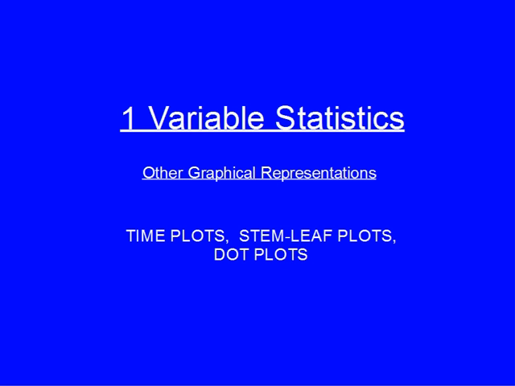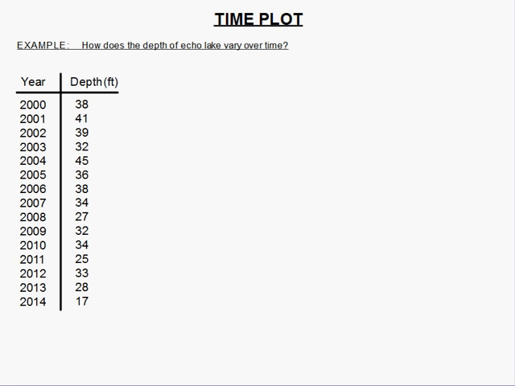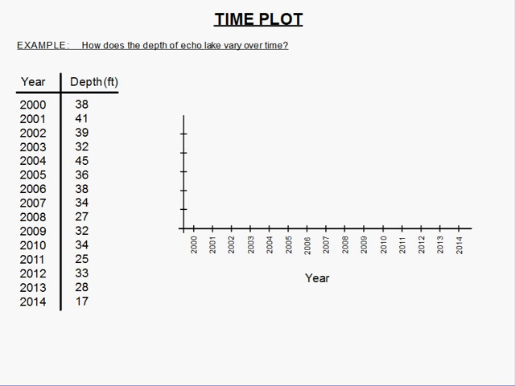But wait, there are still more graphical representations. Here we have the time plot. We have an example: how does the depth of Echo Lake vary over time? We have historic measures, maybe season average of depth in feet from 2000 to 2014. So year is our X, depth is our Y. We plot them, and there's our time plot.